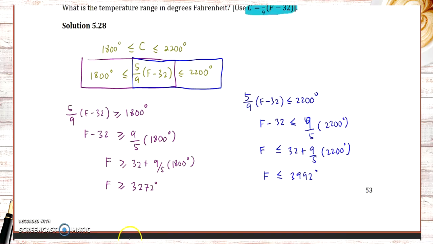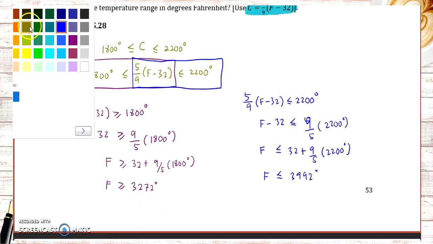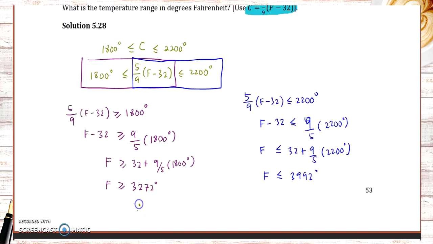Therefore, the temperature range in degrees Fahrenheit is from 3272 degrees until 3992 degrees. That's all. Thank you.